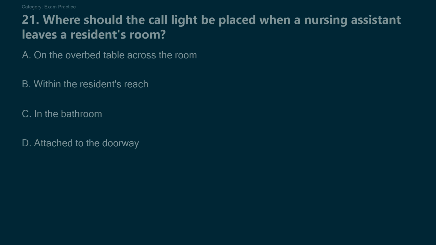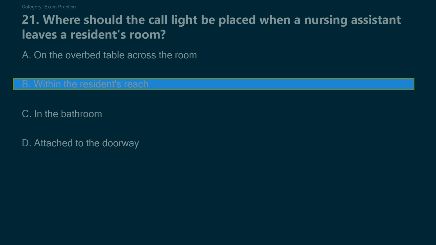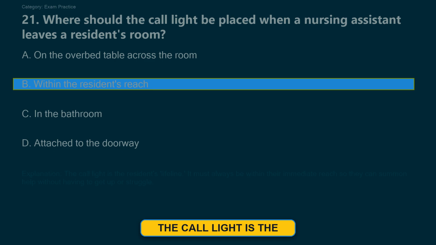Question 21. Where should the call light be placed when a nursing assistant leaves a resident's room? Option A, on the overbed table across the room. Option B, within the resident's reach. Option C, in the bathroom. Option D, attached to the doorway. The correct answer is option B, within the resident's reach.